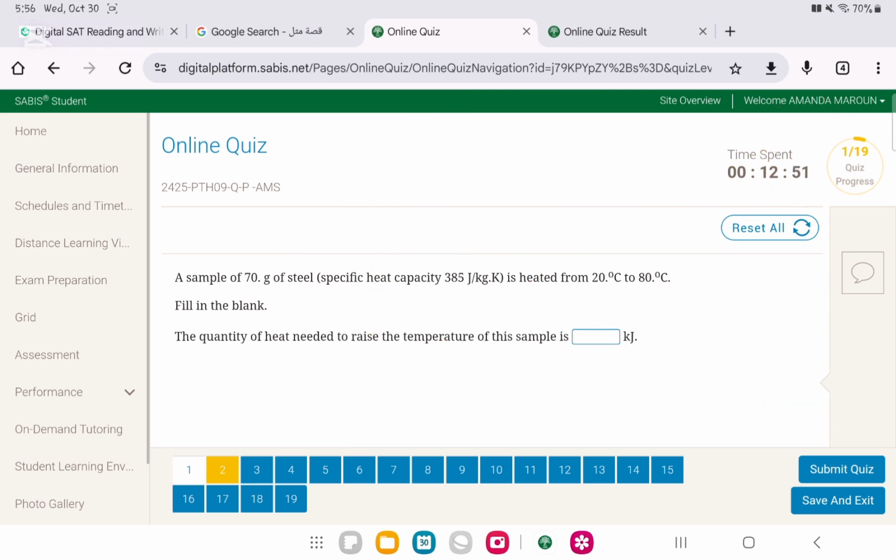So anyways, let's start. A sample of 70 grams. We have mass, but in physics, whenever we have mass, we have to convert it to kilograms. So from grams to kilograms, we divide by 1,000. And so we get 0.07 kilograms. Next, we have the specific heat capacity. Look at it, it's 385 joules. We need it in joules per kg times Kelvin. Here it is given to us in joules per kg times Kelvin, so this is correct. Now we have our specific heat capacity.